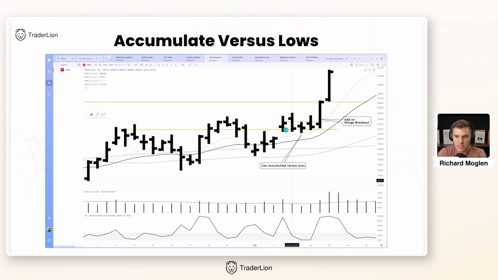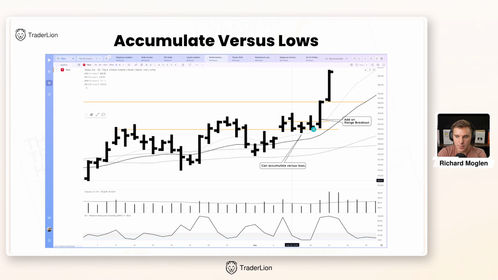But accumulating versus these lows here, I use my stop at the 10 EMA, just kind of riding this higher. So that was my level in the sand. If we broke below that, I'd sell, but I accumulated a little bit on these days, and then you can add on the base breakout and join on for the ride here.